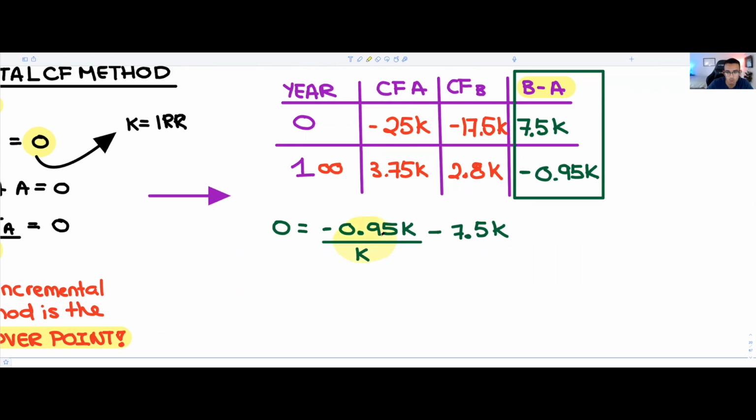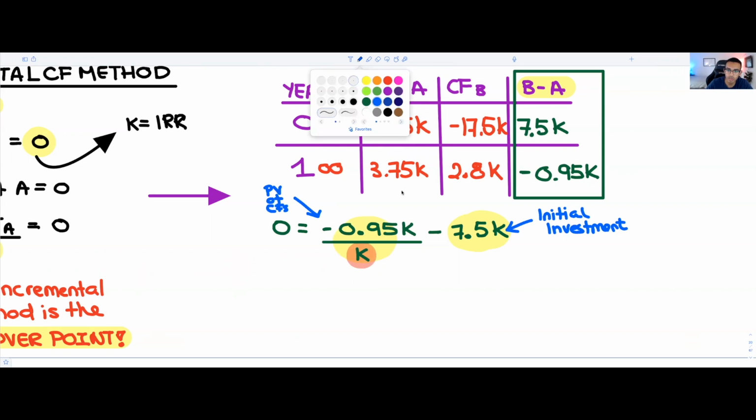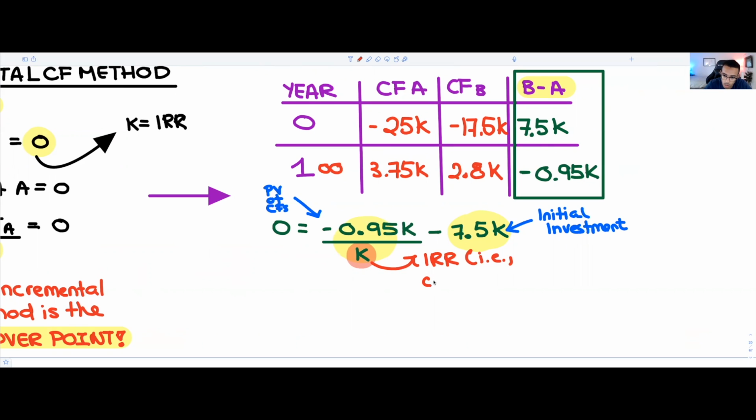In other words, if this isn't too clear for you, I'll highlight this in yellow and just really make it super clear to you. So when you review these notes, this is the present value of CFs, and this is the initial investment. So that you understand that this is the NPV formula. And in this case, we're solving for K, which is going to be our IRR, i.e. your crossover rate.